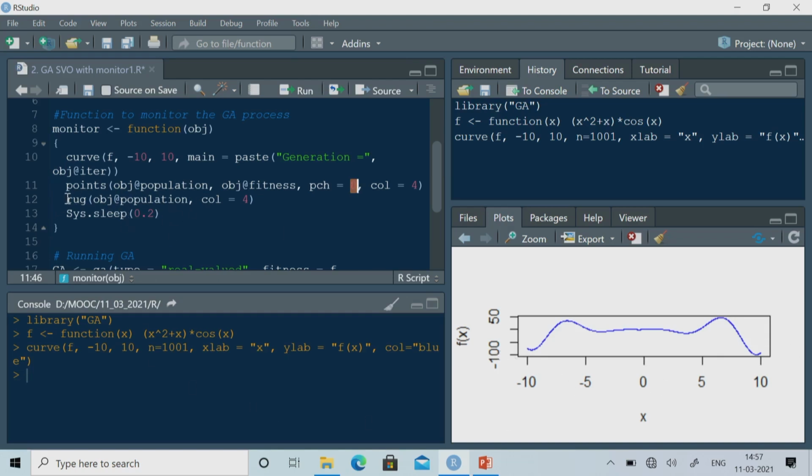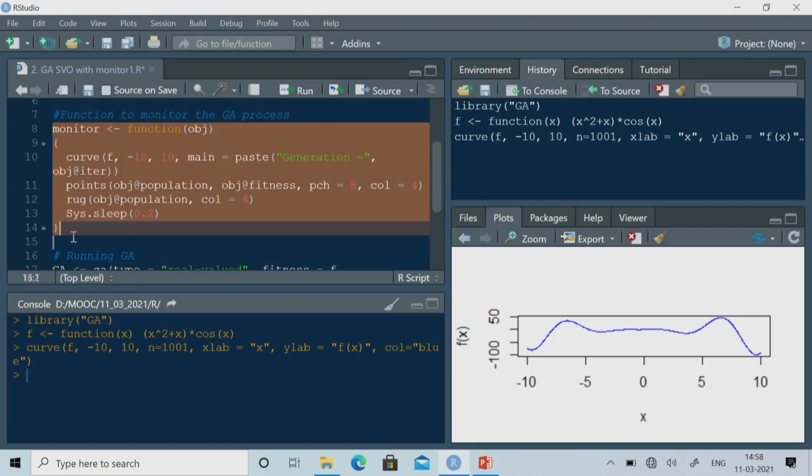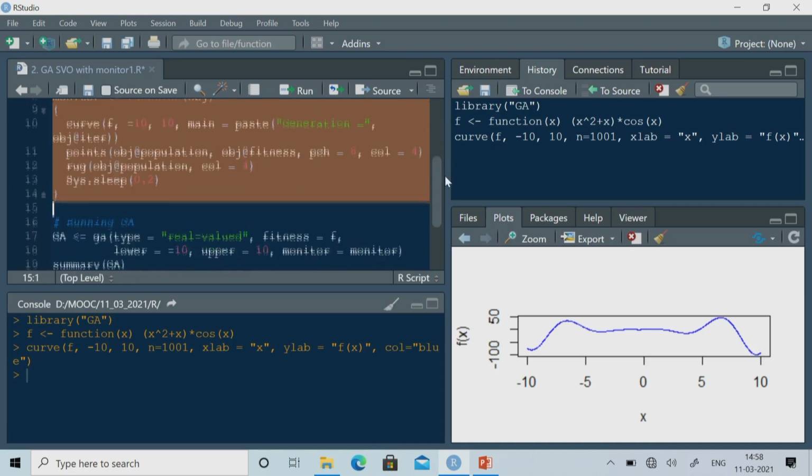It will also show that one, and when I am executing that, because I would like to see the progress, the system will sleep for 0.2, otherwise you will not be able to see it. That is why I am putting this. So, what is happening? When you are running the GA function, this monitor function will be executed in every iteration.